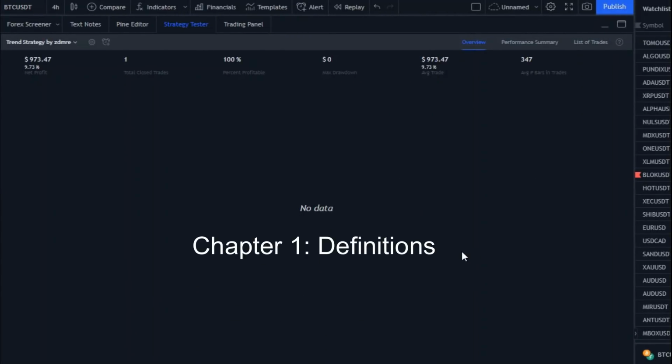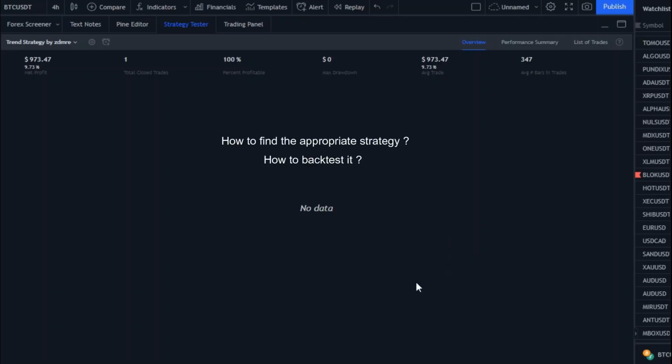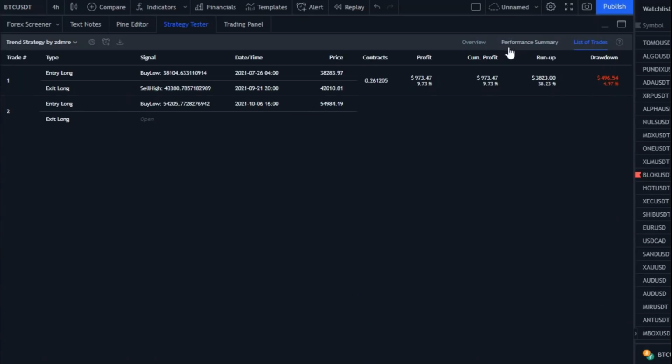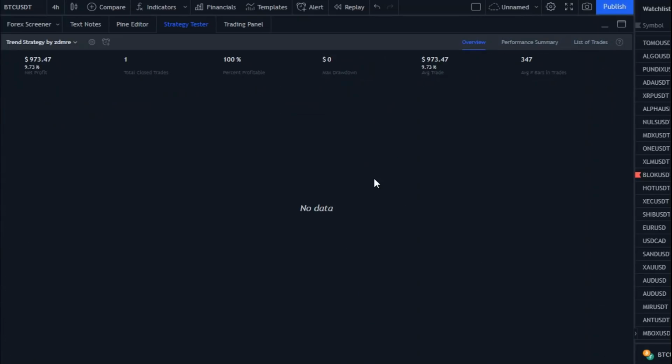Hello everyone. In today's video, we will talk about how to find the appropriate strategy, how to backtest it, and how to identify faults so that we can improve it. We will also explain this panel, the meanings of these words, what they mean, how we use them, and how we read them. All this will be in today's video.